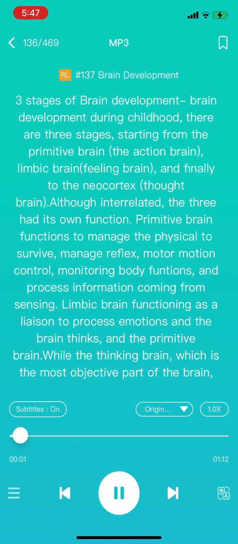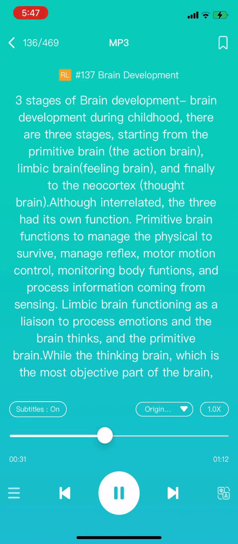Three stages of brain development. Brain development during childhood has three stages, starting from the primitive brain, the action brain, then the limbic brain, the feeling brain, and finally the neocortex, the thought brain. Although interrelated, the three have their own functions. The primitive brain functions to manage the physical, to survive, manage reflexes, motor control, monitor body functions, and process information coming from the senses.